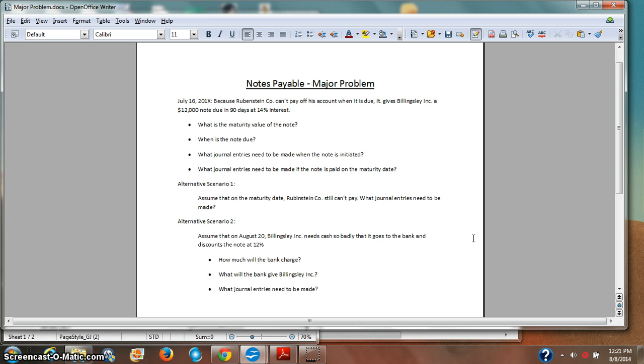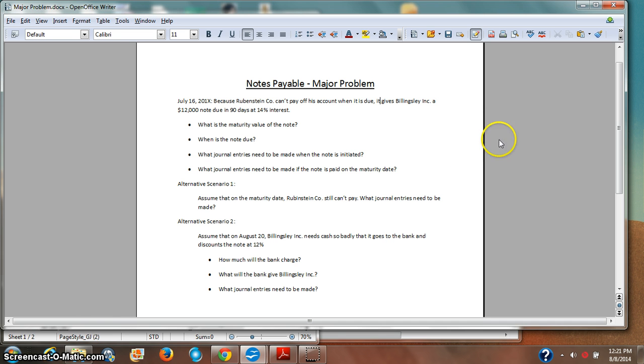July 16th, because Rubenstein Company can't pay off his account when it is due, and notice here there's an assumption that Rubenstein Company owes Billingsley Company some money already. They bought something on account, and now they can't pay for it. So because Rubenstein Company can't pay off his account when it is due, it gives Billingsley Incorporated a $12,000 note due in 90 days at 14% interest.